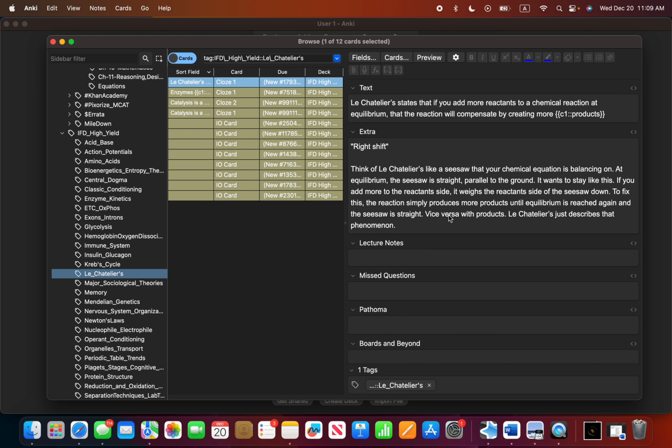Oh, when it says vice versa with products, it means that the more you increase your products, the less reactants you want to have to make that reaction in equilibrium. You want it balanced. Interesting.